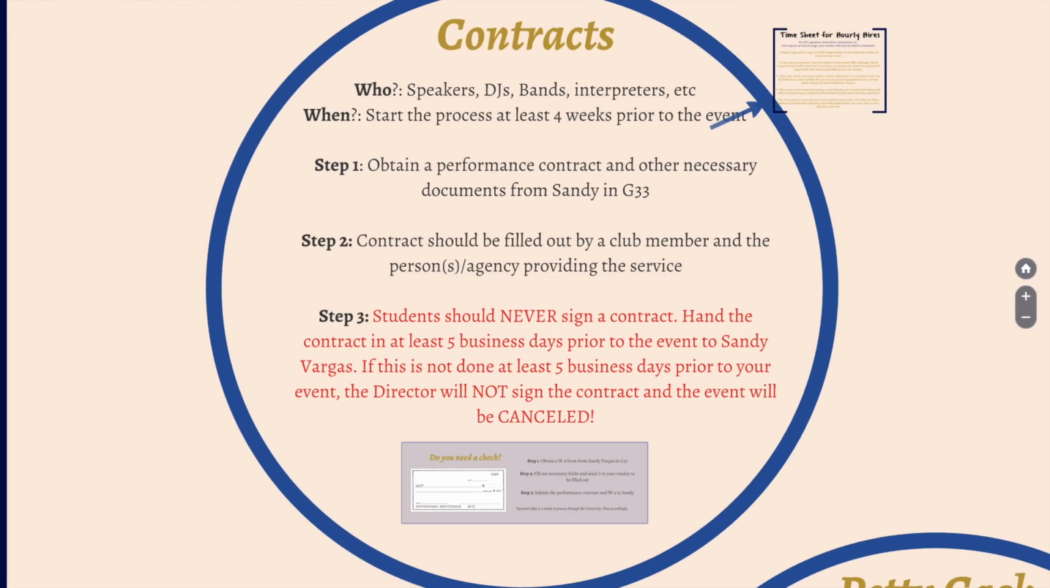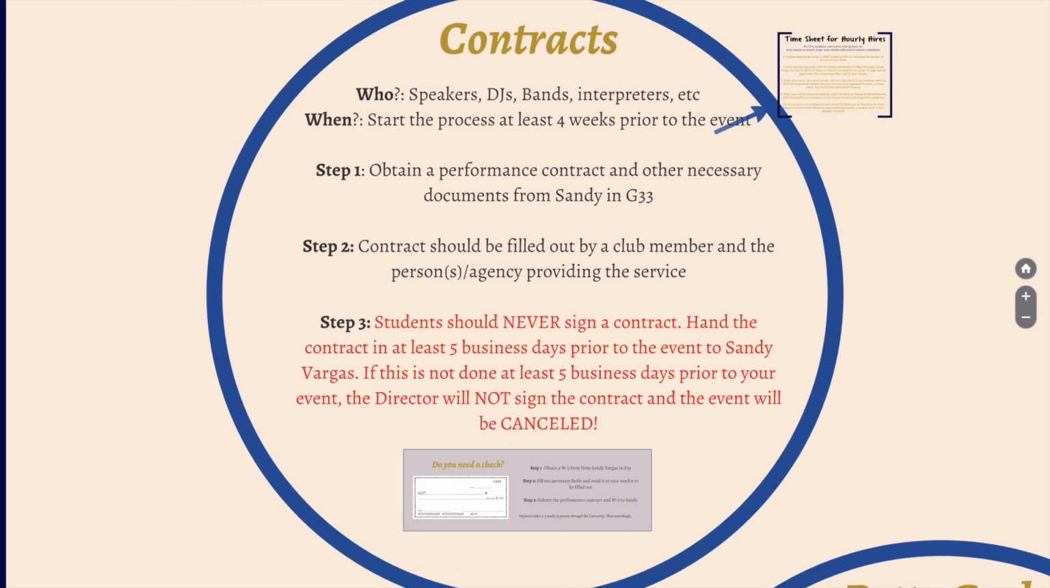Contracts. Who needs a contract? Any speakers, DJs, bands, interpreters. Start this process at least 4 weeks prior to your event. Step 1. Obtain a performance contract and any other necessary documents from Sandy in G33.